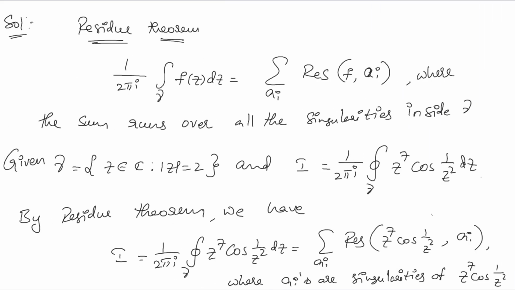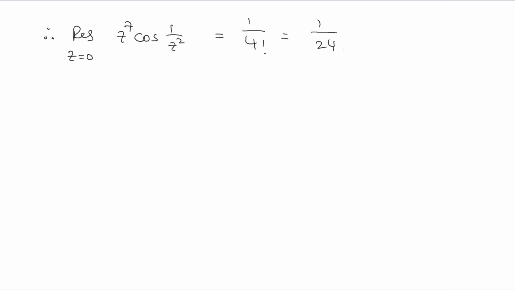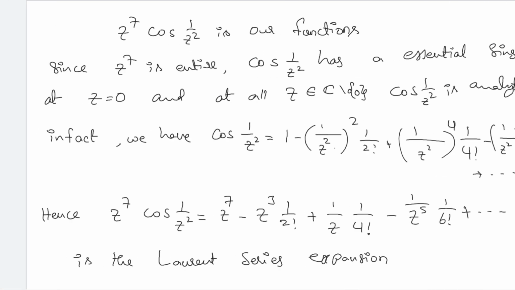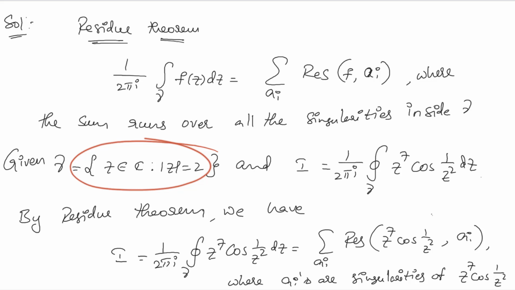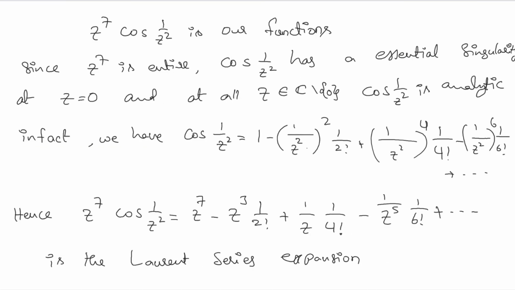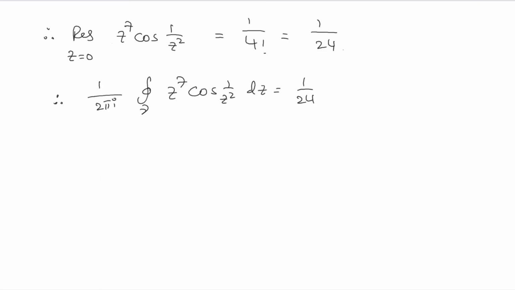Hence, by the residue theorem, 1 divided by 2 pi i times the circle integration over gamma of z to the power of 7 cos(1 divided by z square) dz is nothing but 1 divided by 24. Since z = 0 is the only singularity and it lies inside this given curve gamma, this integration is nothing but the residue at the point z = 0 only.